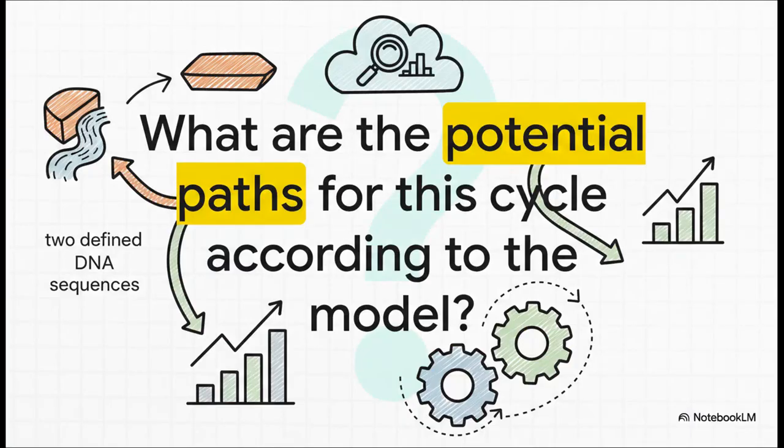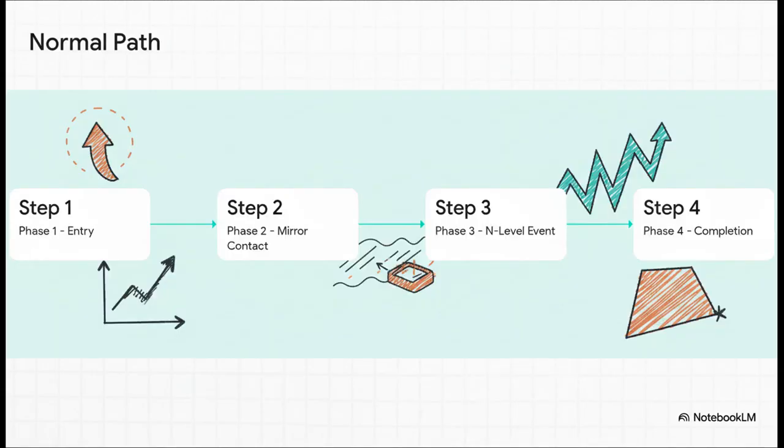This brings us to a key question. What are the potential paths for this cycle? According to the market DNA model itself, there are 2 defined sequences that could play out from here. Let's break them both down. First up is what the documentation calls the normal path. It starts, of course, with phase 1, the entry, which is where we are right now. The next step would be phase 2, which is defined as a contact with the mirror line. From there, it would move to phase 3, an N-level event. And finally, the cycle wraps up with phase 4, which is completion at the trapezoid top.